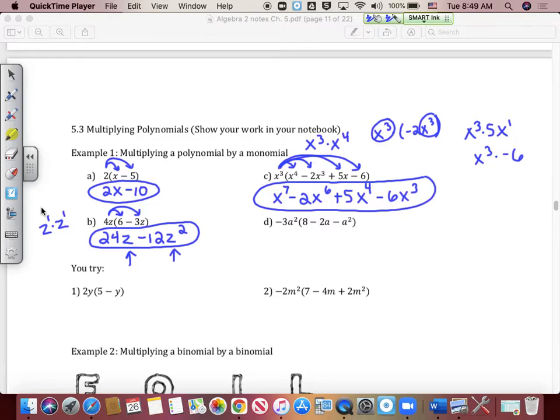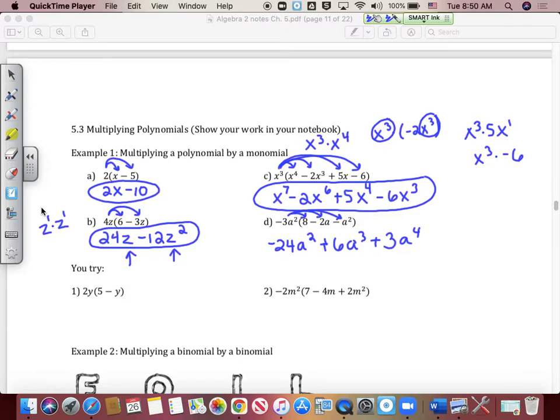All right, letter D, the next one we're going to be multiplying negative 3a squared times 8. So I'm just going to be multiplying the negative 3 times 8 and get negative 24. And then since it's an a squared, it'll keep that. The next one, just be very careful, this is a negative 3a squared times negative 2a. Well, negative 3 times negative 2 is a positive 6. And a squared times a will be a to the 3rd power. And then the last one is negative 3a squared times negative a squared. This is going to turn into a positive 3 since the negative times the negative. And a squared times a squared is a to the 4th power.